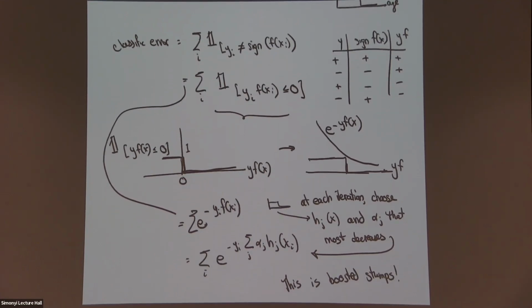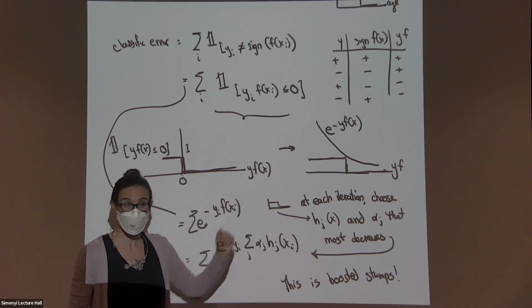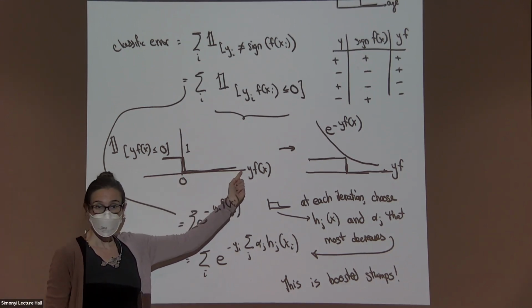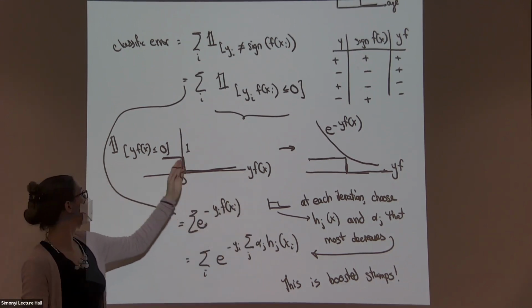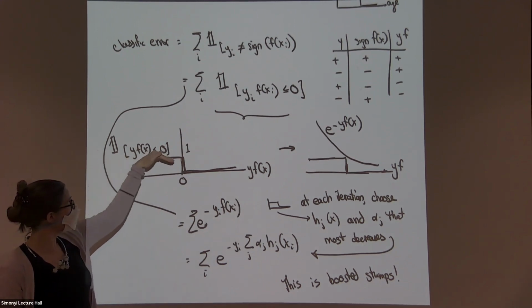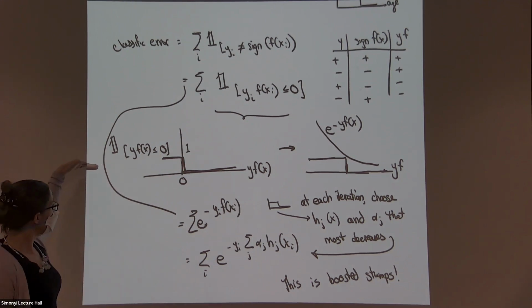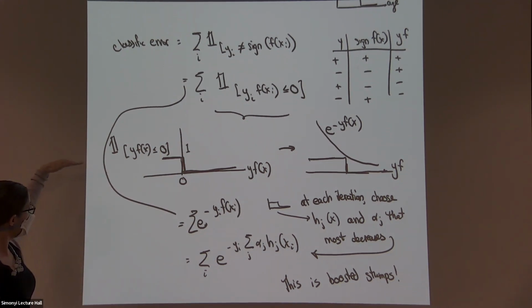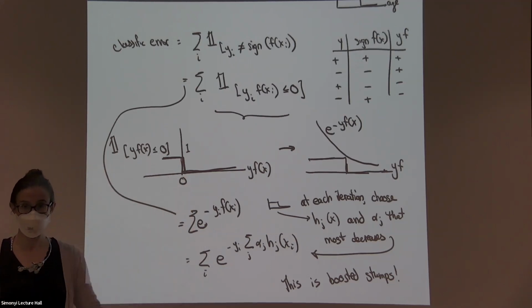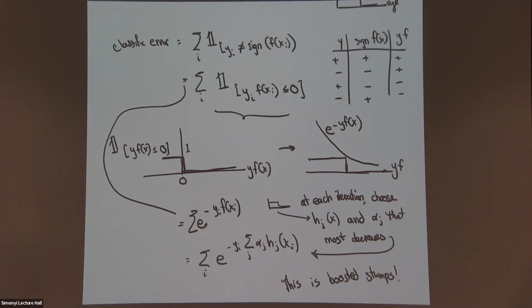Then we took this function of the margin, which is y times f. Again, y times f being positive means correct classification, and y times f negative means misclassification. This function is one if you're misclassified and zero if you're correctly classified. That is not smooth. You can't minimize it so easily. We did it with decision trees, but it's kind of hard to minimize.